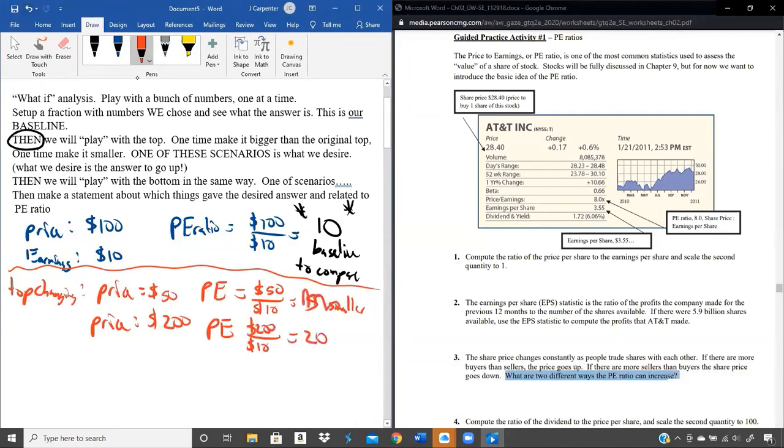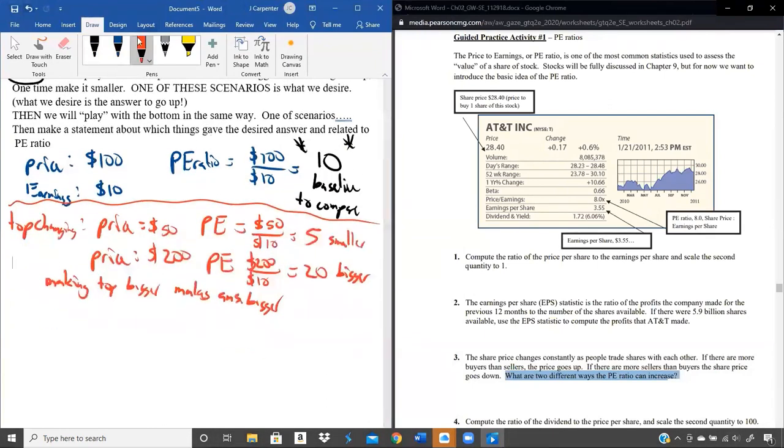Now, I'm not comparing to this. I'm not comparing to that. I'm comparing it to the baseline every single time. 20 is bigger than 10. So this was bigger. Is that the result we desire? Yes, it is. We were trying to make the PE ratio increase, which means bigger. So this is one of the scenarios. Making the top number bigger made the answer bigger. Making the top bigger makes the answer bigger. That's the conclusion for the top.